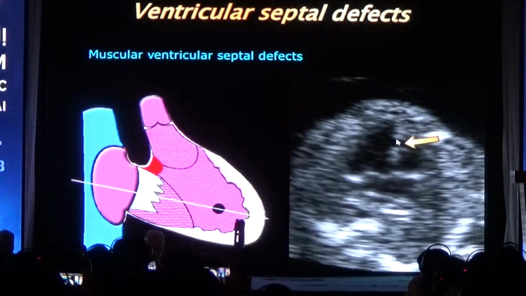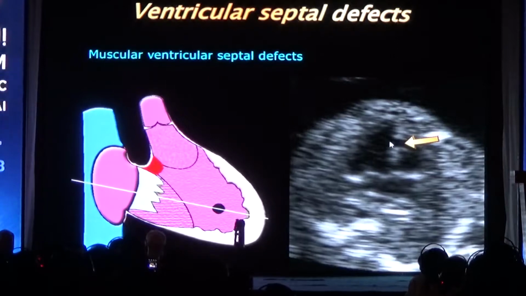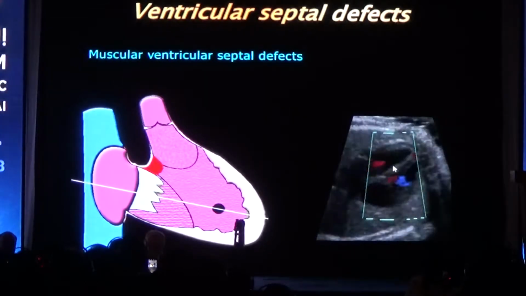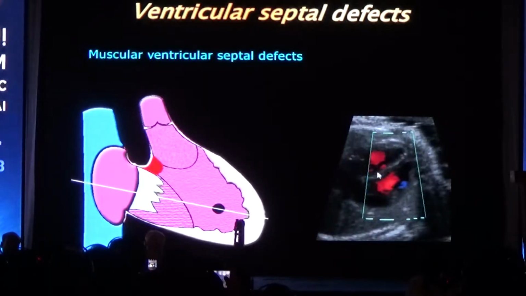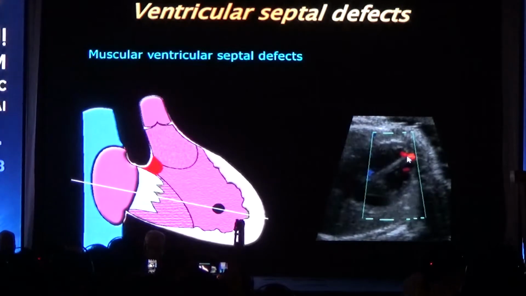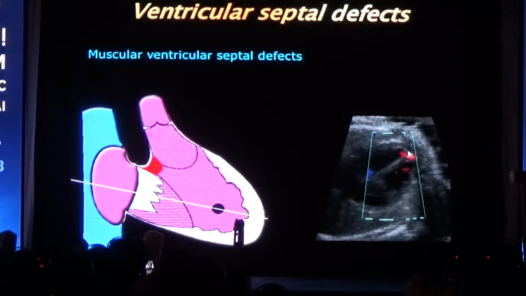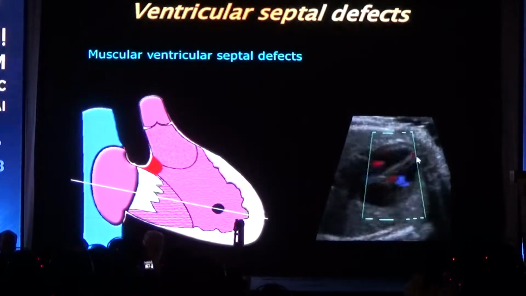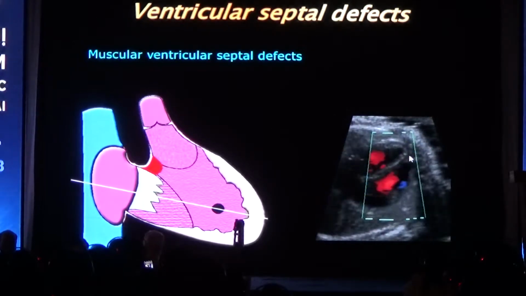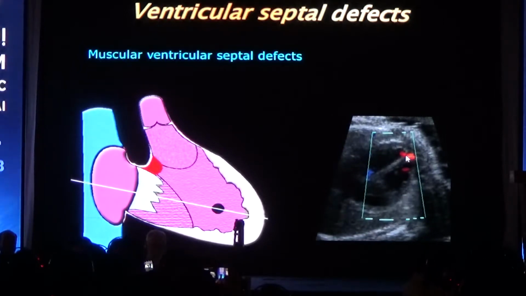Now we're moving into the muscular defect, and this is a very large muscular defect here. Usually they're not so big, and usually they're not as visible on the grayscale image. You have to use color in order to see them. And this is an example in color. You can see the interventricular septum here, and there is a flash of color at the end. I'm going to replay this clip, and notice that when you don't have the color, it's almost impossible to see this defect. There's a tiny defect, but it's much better to see it with color.